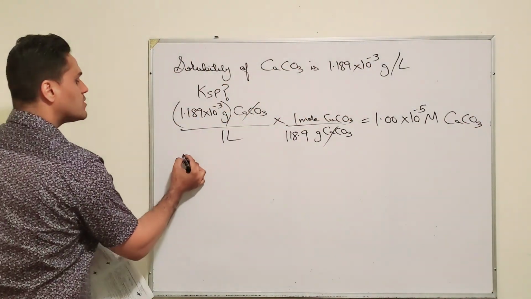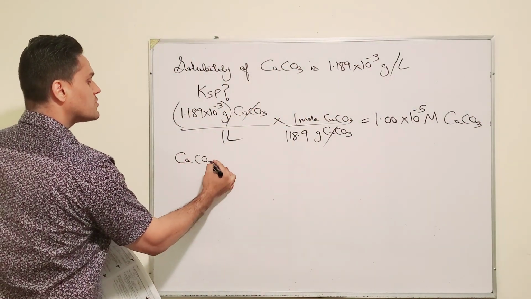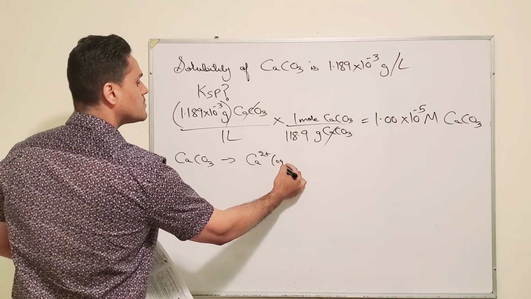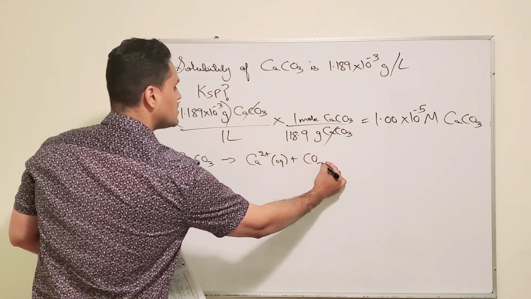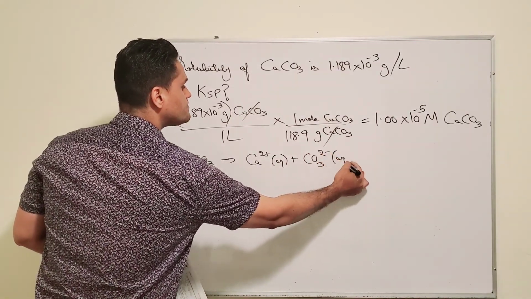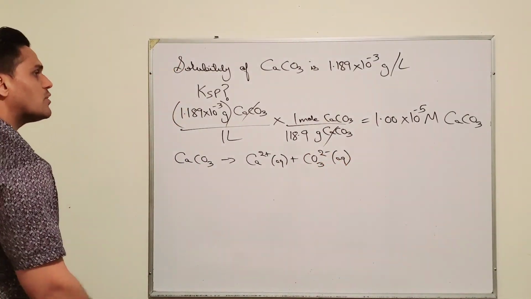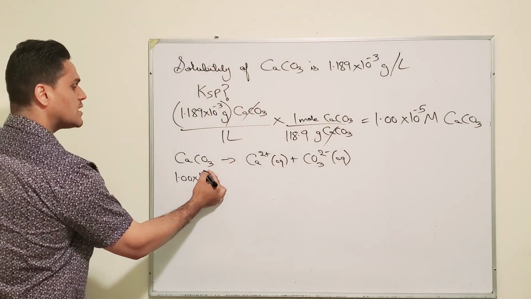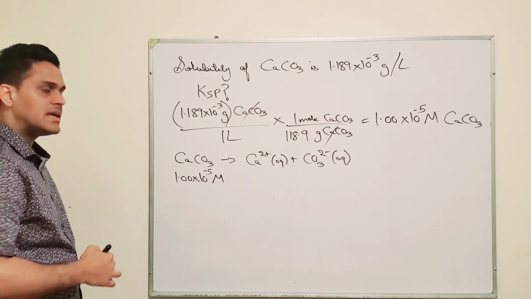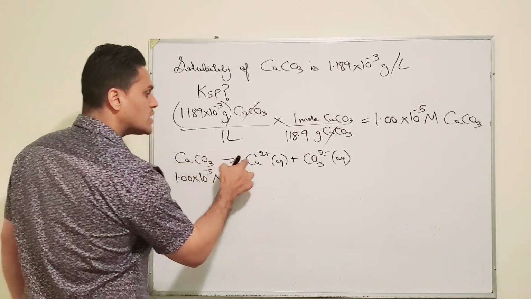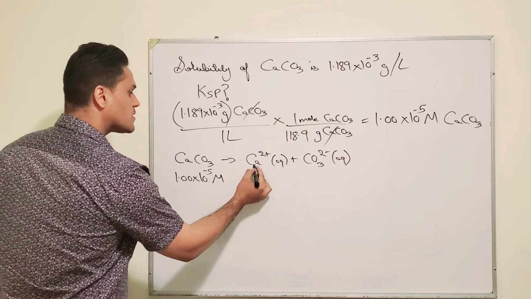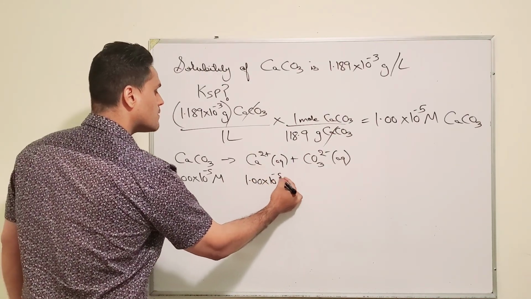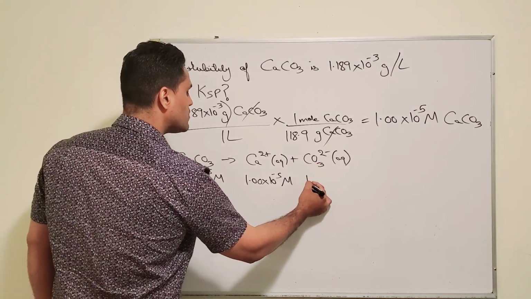And in the next step, you're just going to write the dissociation equation of CaCO3. You're going to get Ca2+ aqueous plus CO3 2- aqueous. And again, guys, what was the concentration of CaCO3? That's 1.00 times 10 raised to the power minus 5 molar. Now, the molar ratio is 1 to 1 for each one of those. So the concentration of Ca2+ will be the same. And CO3 2- will be the same as well.